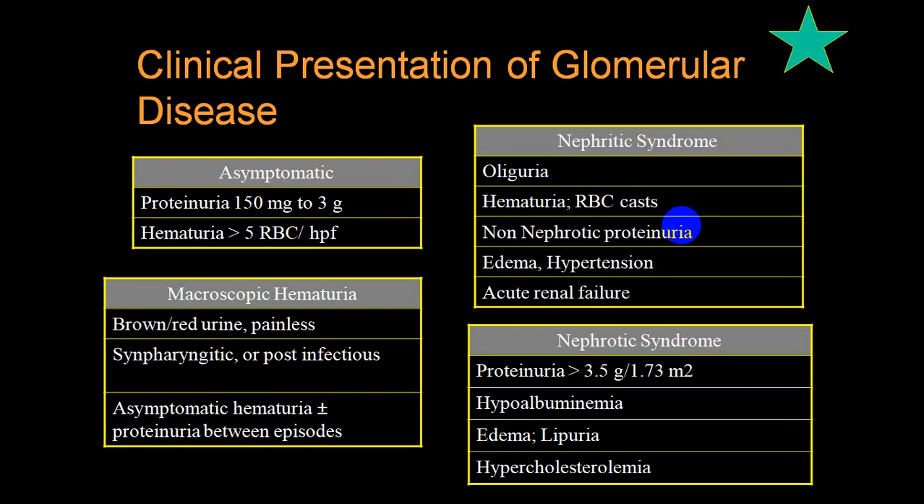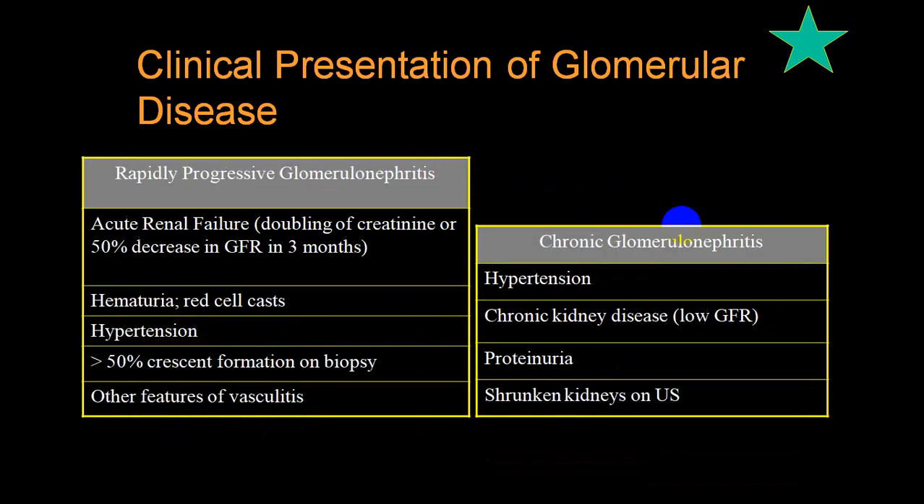of AKI. While in a nephrotic variety, usually the person will have massive proteinuria of more than 3.5 grams per day, severe hypoproteinemia, edema, and you will even find lipids in the urine and hypercholesterolemia. In the rapidly progressive variety, there is rapid progression of acute renal failure, with doubling of creatinine very fast, hematuria, red blood cell casts, hypertension, and on biopsy almost 50% of people will show crescent formation, and there will be features of vasculitis because it is very common with vasculitis.